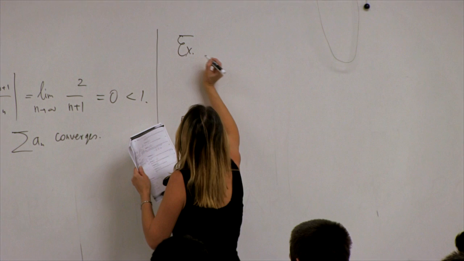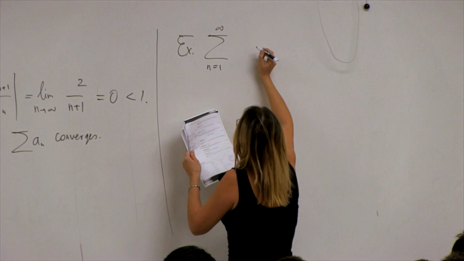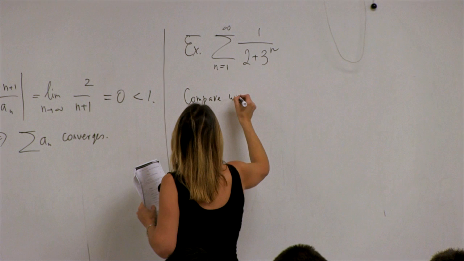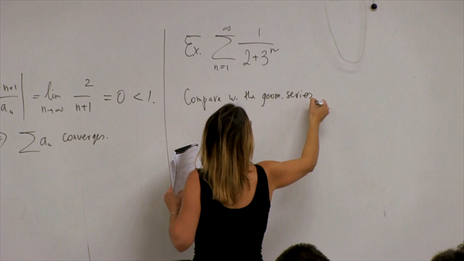The next example involves something that resembles a geometric series. You can see that if I get rid of the number 2, this is the geometric series. So compare with the geometric series b n equals 1 over 3 to the n.